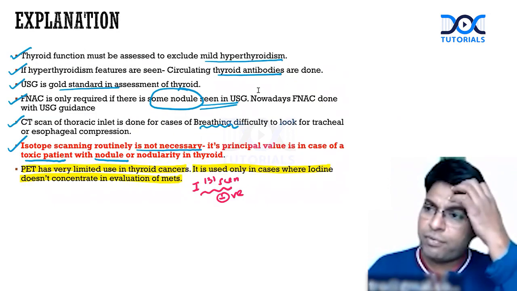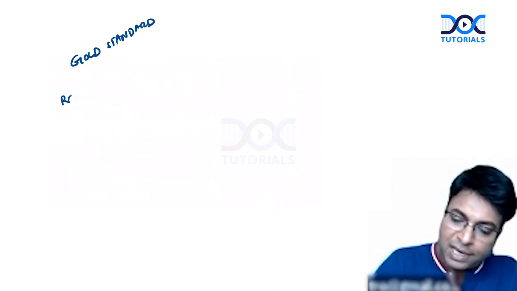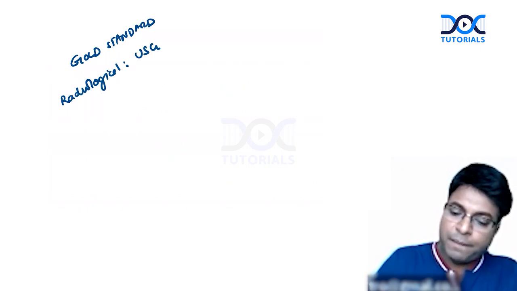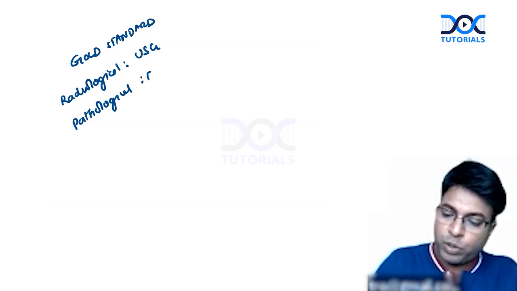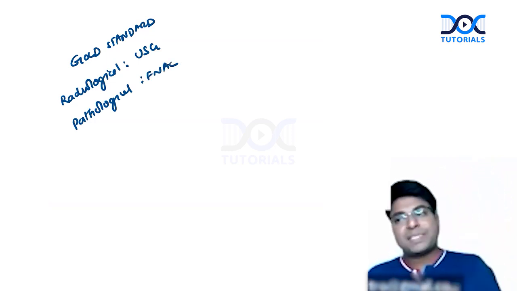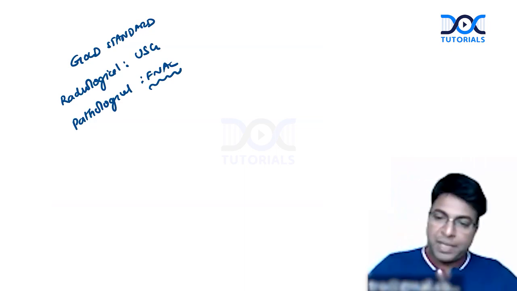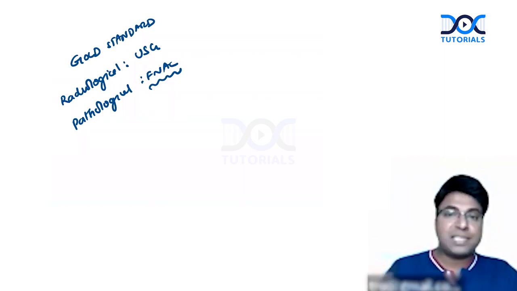Okay. Gold standard for a thyroid is FNAC. There is no such gold standard. So if the question is asking gold standard radiological investigation, it is ultrasound. Gold standard pathological investigation is FNAC. No doubt in that. Okay. So if which is best among the two, definitely pathology investigation is always best. It is going to give you a conclusion. So if they are asking ultrasound or FNAC, radiologically ultrasound is best, pathologically FNAC is best.